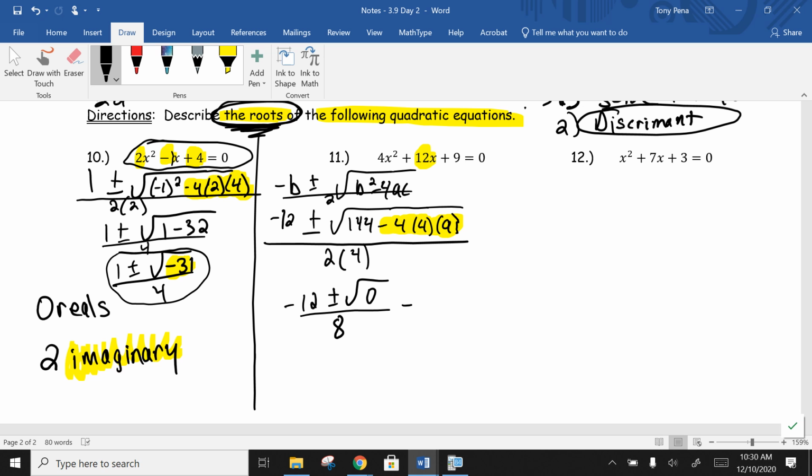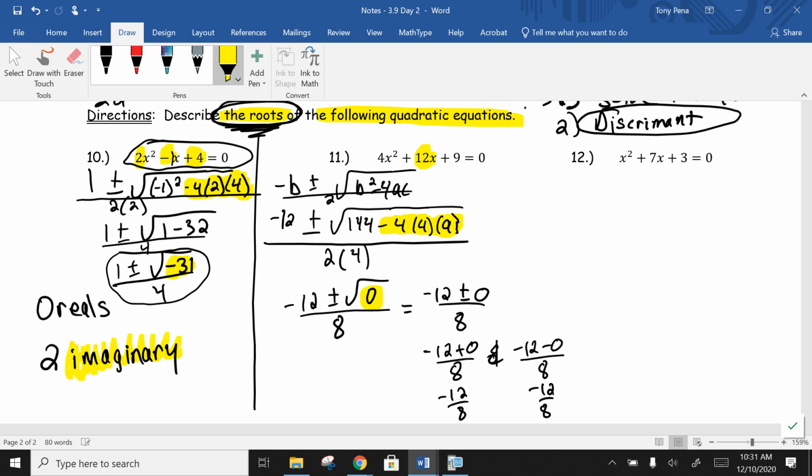So what that means is, don't I really just have a negative 12 plus or minus a 0 over an 8? Well, if I did a negative 12 plus 0 and divided that by 8, and I did a negative 12 minus 0 and divided it by 8, won't those give us the exact same answer? Aren't both of those going to give us a negative 12 over 8? So we do get an answer, right? But aren't they the same? So what that means is we really get one solution. If we get a 0 for our discriminant, we do get one real solution.